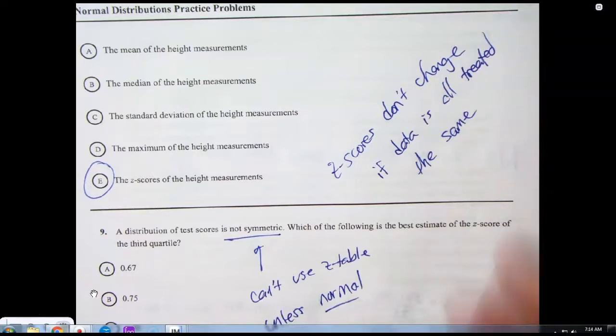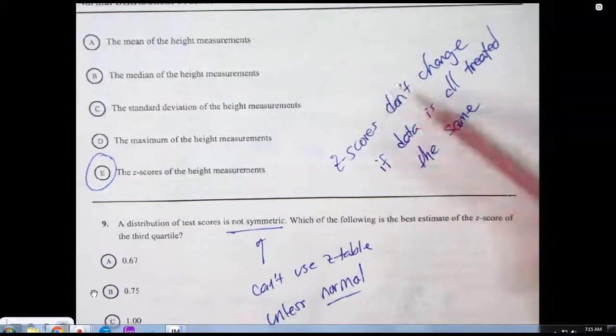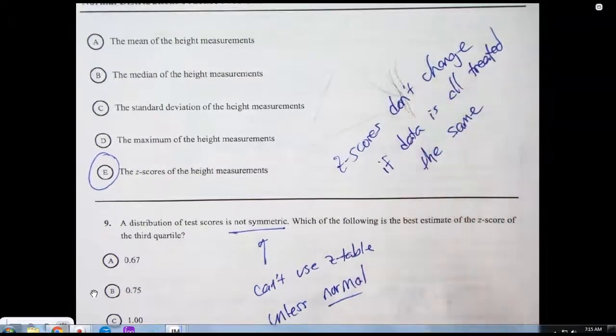Like, I'm taller, I'm the same relative taller than you are, no matter if we measure in inches, feet, meters, it doesn't matter. I'm going to be in the same place on the right side of that curve, no matter how we measure it.